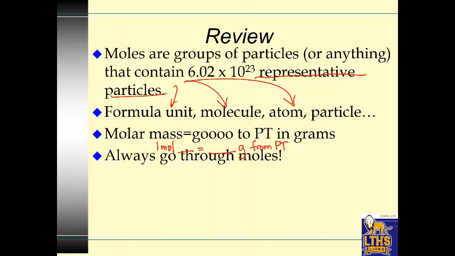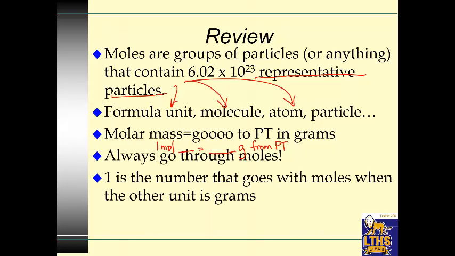What are representative particles? Representative particles, formula units could be, molecules could be, atoms can be. It's the smallest thing that represents the substance you're looking at. If you want to know the molar mass of a substance, you got to go to the periodic table and get it in grams, and you find out that 1 mole of your substance equals grams of your substance from the periodic table. Okay, always go through moles when you're converting. Okay, 1 is the number that goes with moles when the other unit is grams. So in a conversion factor with moles and grams, anytime it's moles, moles are 1, and you have to go get the grams from the periodic table.